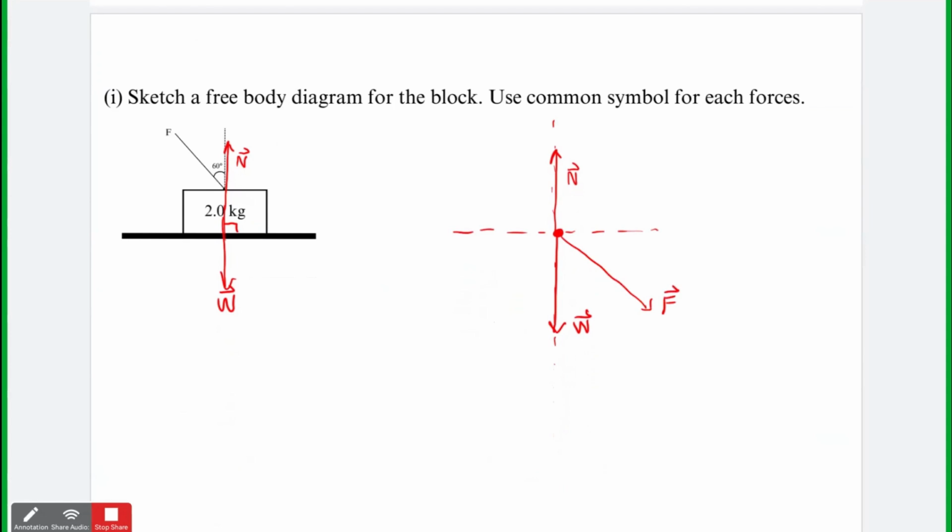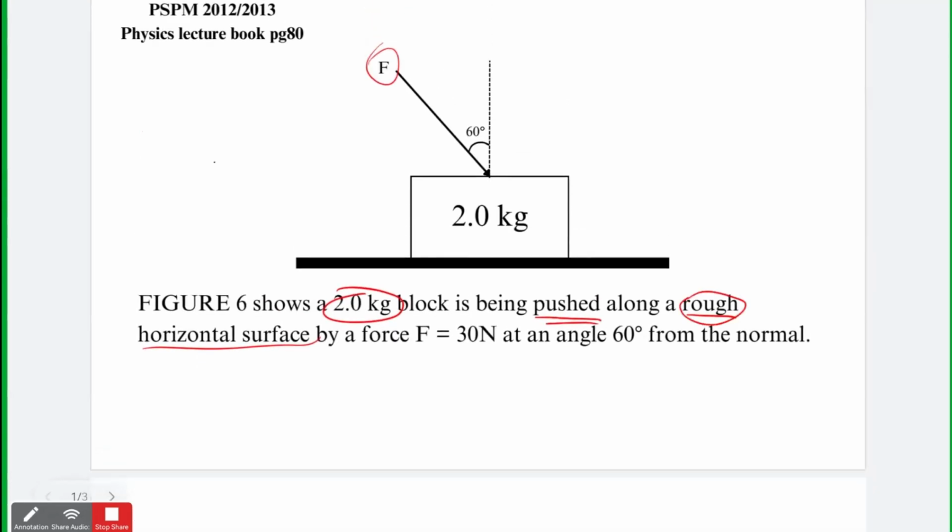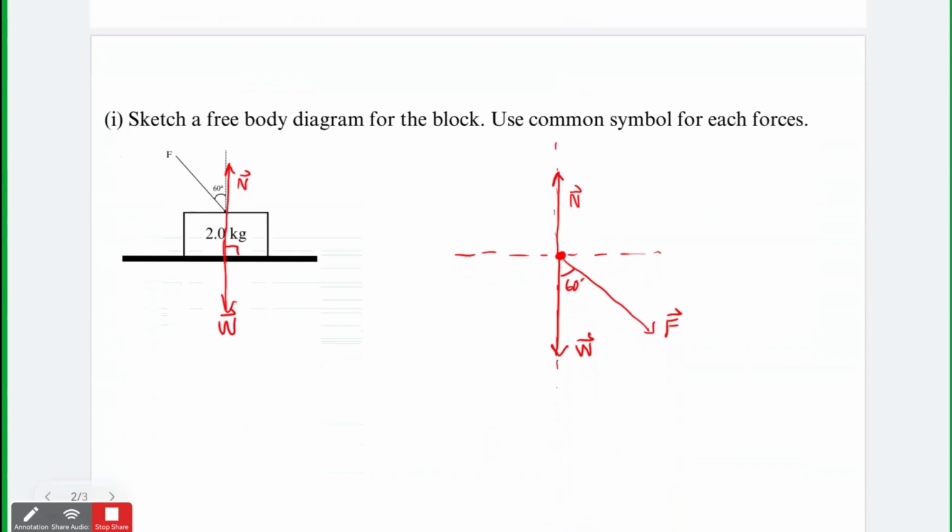And lastly, since the surface is a rough surface, there is a frictional force that always opposes the motion of the object. So here is the friction force.